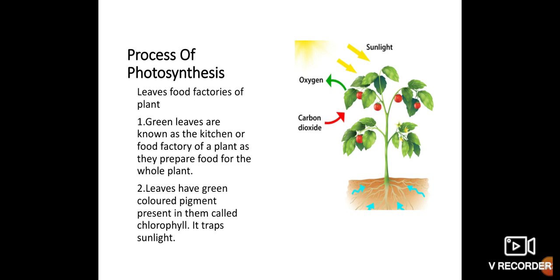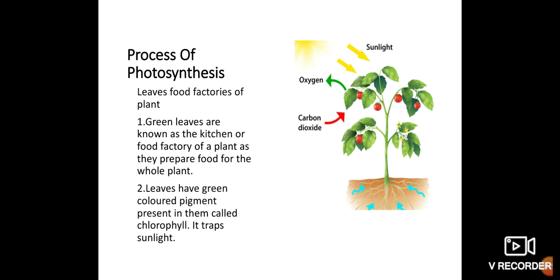Green leaves need carbon dioxide, water, and sunlight for preparing food for the plant. The leaves take in carbon dioxide from the atmosphere. Water is sucked by the roots from the soil and is carried to the leaf by the stem. Chlorophyll is already present in the leaf and it traps or holds the sunlight.